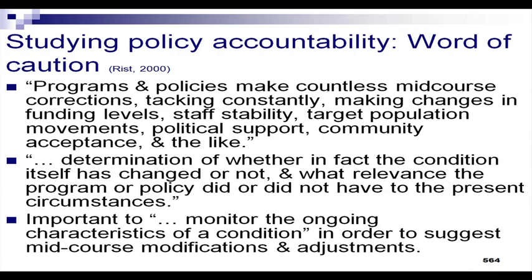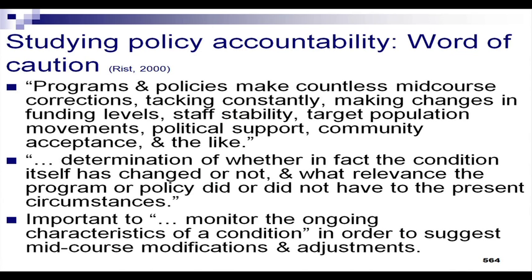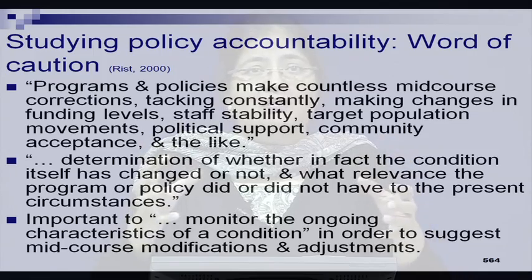It is very important to monitor the ongoing characteristics of a condition in order to suggest mid-course corrections and adjustments, and also in order to understand what affected what, and that is not mentioned here on the slide. So it's very important to monitor the ongoing characteristics of the condition in order to establish the relationship between what we thought we could do and what actually happened, and why what we did contributed to what actually happened, if at all.